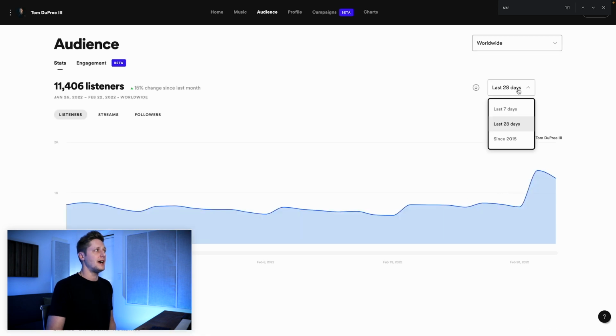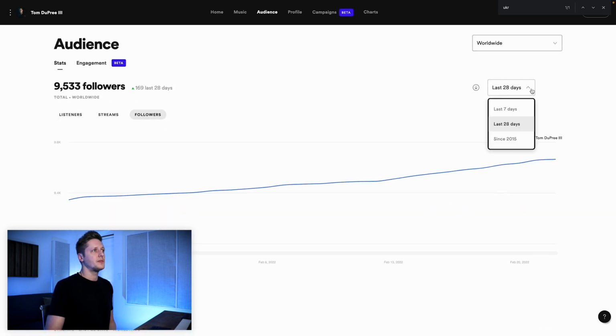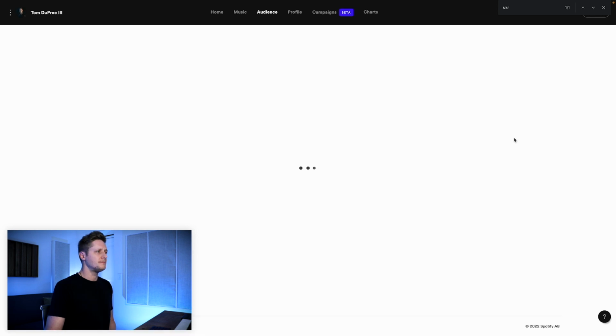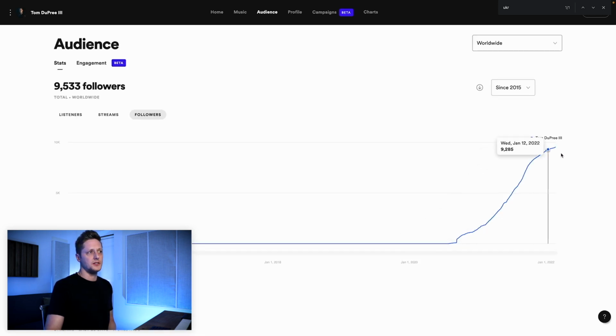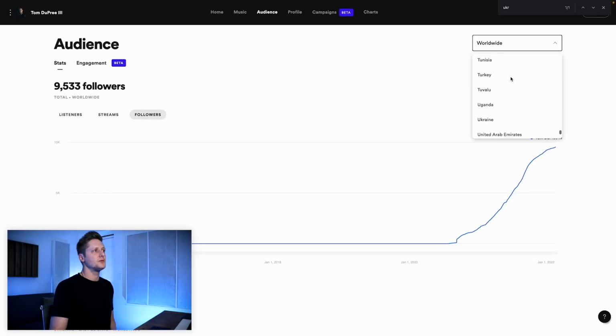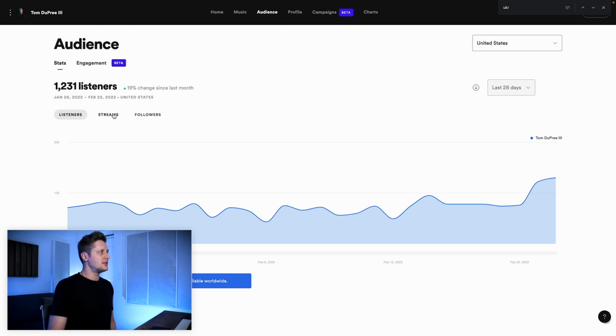If we go to followers and look at since 2015, you can see that this has continued to steadily go up because ads actually work. But if we go back to the United States, we'll take a look at some other numbers as well. First of all, I want to look at the listeners and the streams here, and note this plateau and bump at the end.